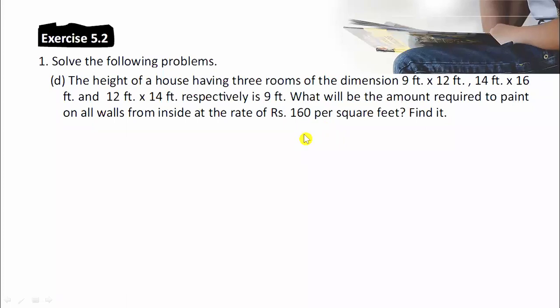So always cost is equal to area into rate. If this formula is used, we have to calculate the area of 4 walls. After calculating the area of 4 walls, multiply area by the rate and we will get the cost of painting all walls of all 3 rooms. So do you know the formula of area of 4 walls? Did you remember or forget?